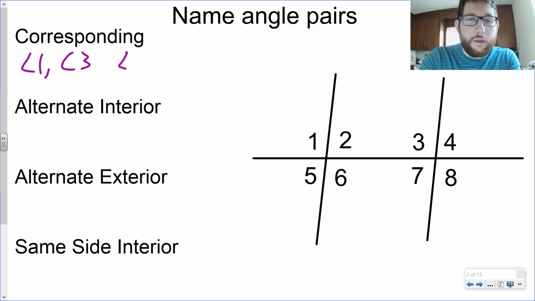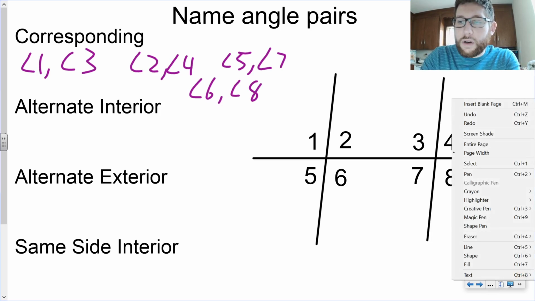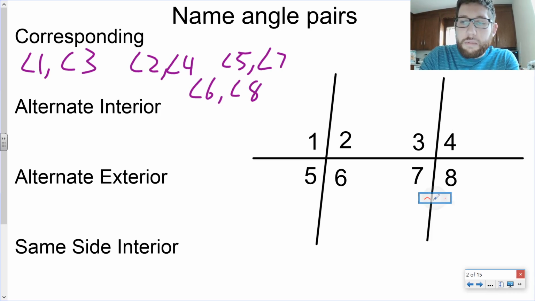I could also do angle 2 and angle 4. I could do 5 and 7. Here we go, angle 7. And I could also do angle 6 and 8. Okay, so there's always 4 sets of corresponding angles in parallel lines, and they just match. Top left with top left, top right with top right, and so on.